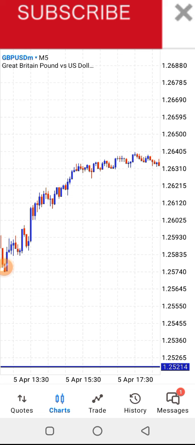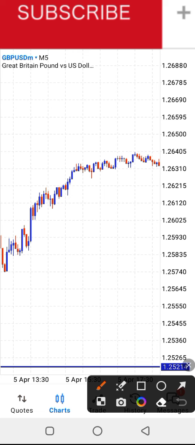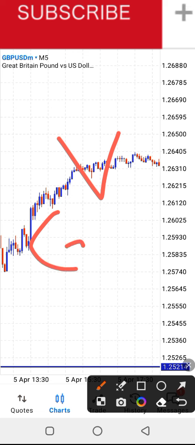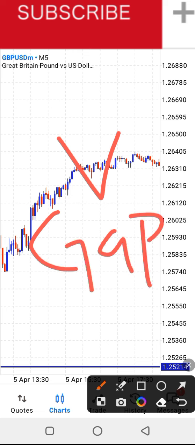I call it the V gap strategy. Okay, this is my personal strategy. You can't find this anywhere else on the internet. So I call it the V gap strategy. I named this strategy V gap because you're going to see a V shape and then you're going to see a fair value gap. So it's a combination of a V shape and a fair value gap.